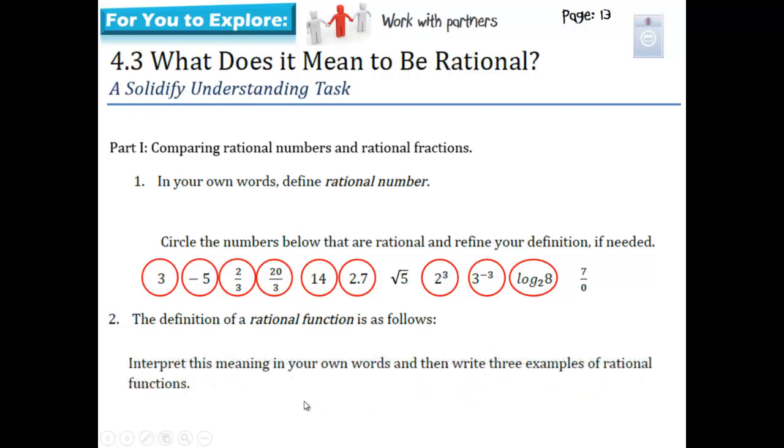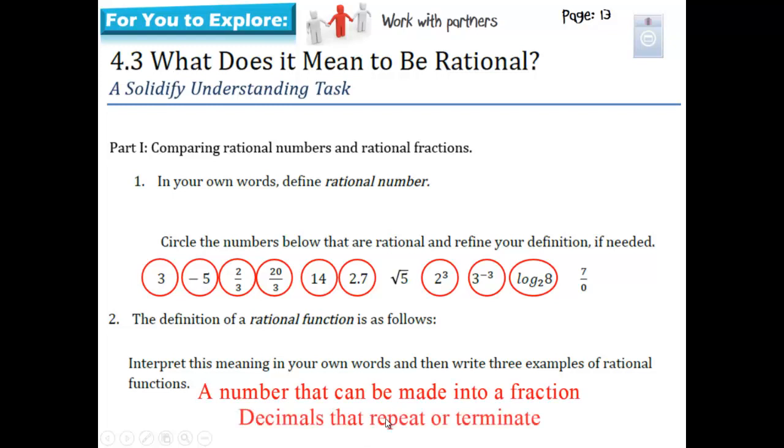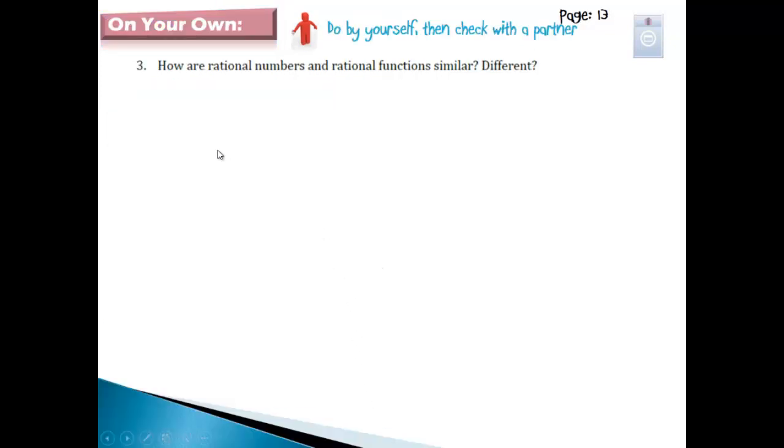So let's try to put this in our own words, and maybe you guys can give me some examples of rational numbers or rational functions, right down there. Just since it's fresh in your mind, go ahead and write a couple examples on your paper. Okay, so a number that can be made into a fraction, and there we go. It says how are rational numbers and rational functions similar and how are they different?